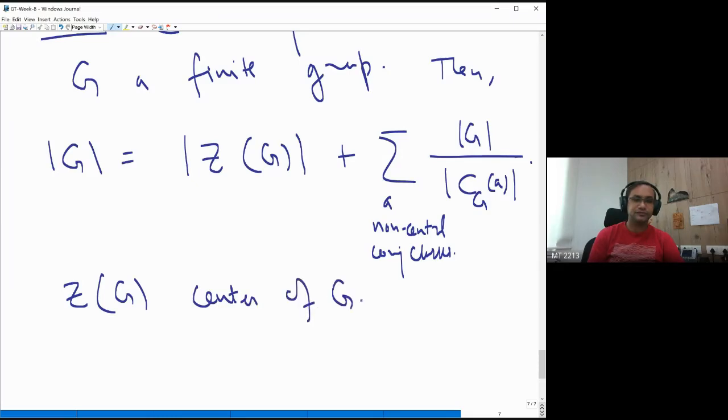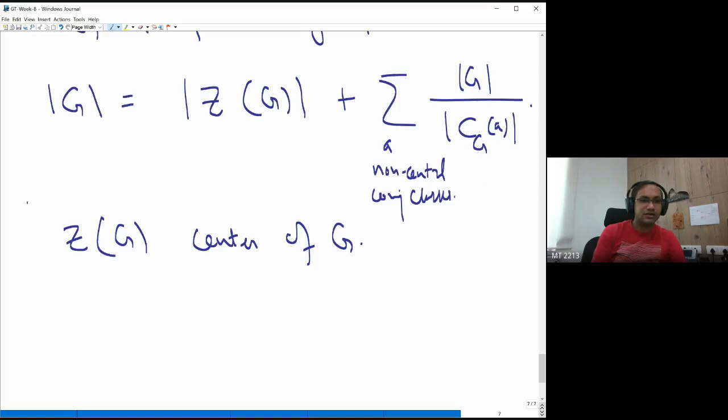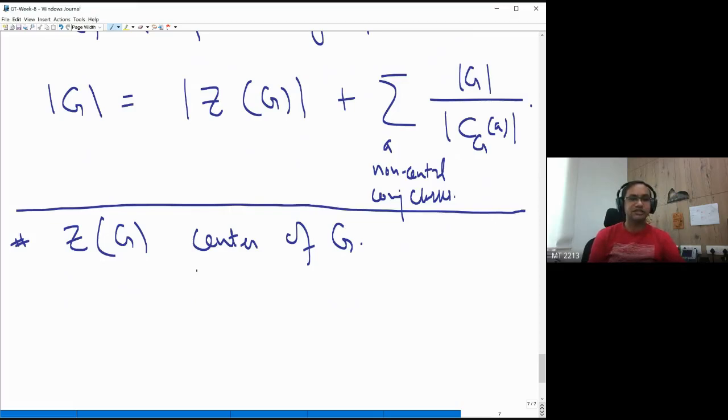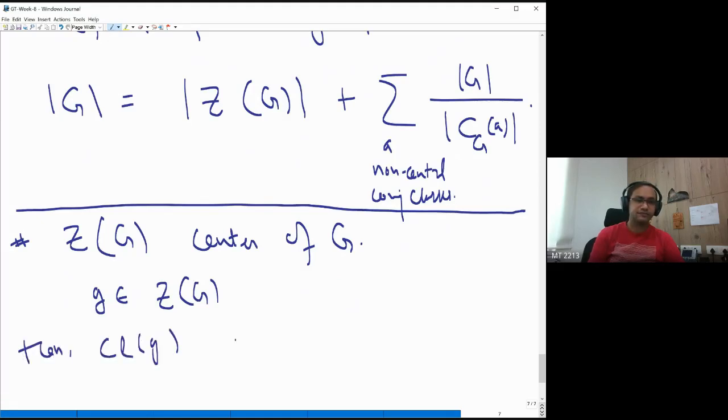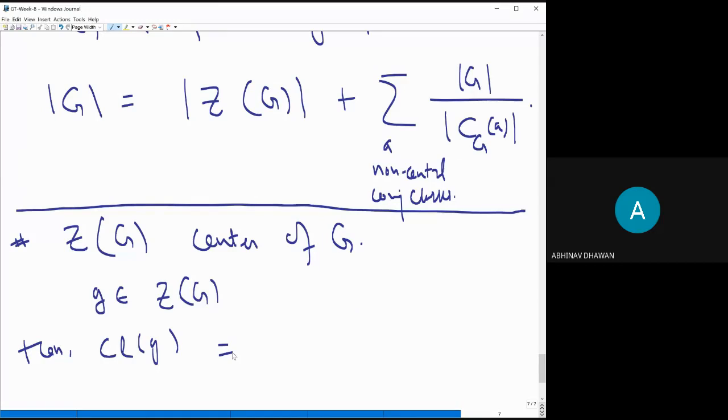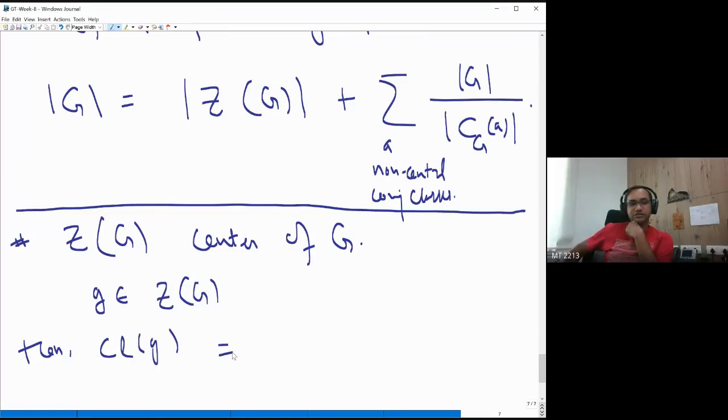Let's draw a line here, and then we are trying to understand the terminology. So ZG is the center of G. Why have I kept ZG separate? If I take an element G which is in the center of G, what is the conjugacy class of this element? Z of G?